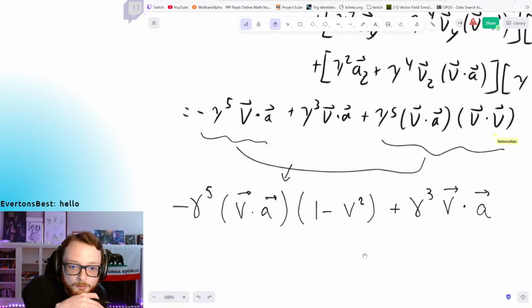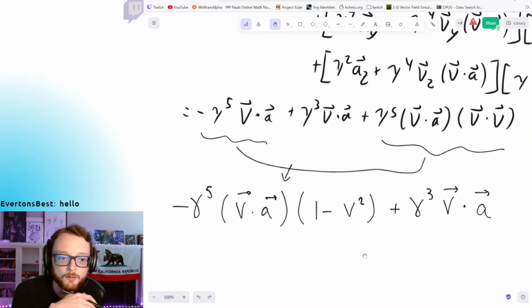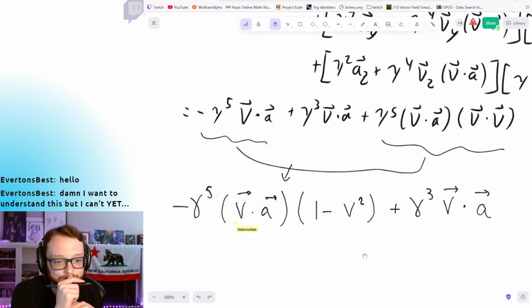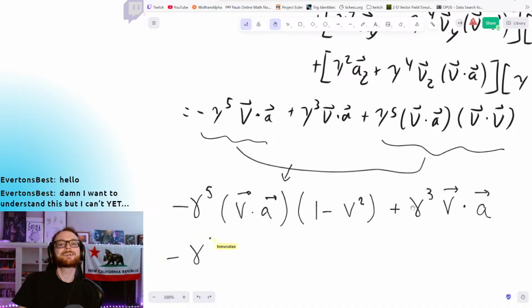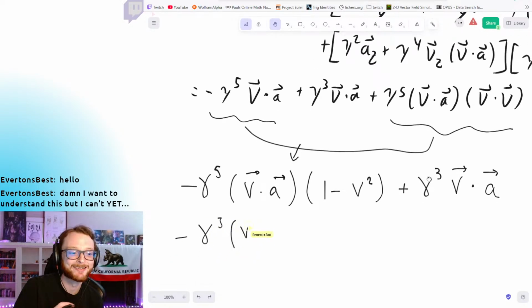So here I'm saying v dot v is v squared. That's true, right? V dot v. I buy it. So then I can factor a gamma squared out of here to go with the 1 minus v squared to make a 1. Oh, nice. Yeah, wow.